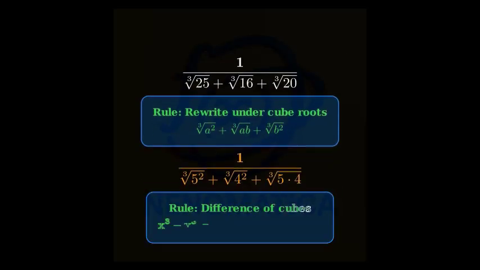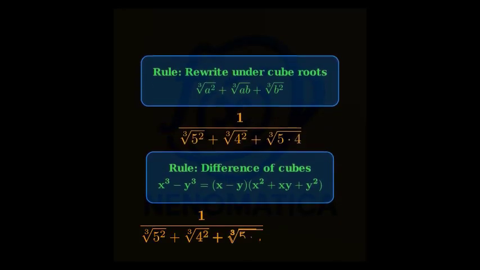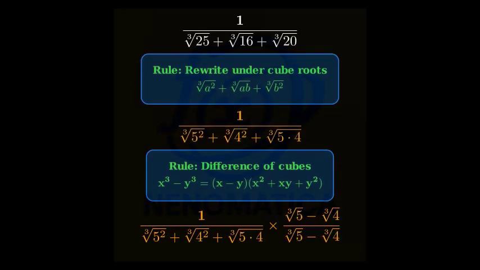Rule. Difference of cubes factorization. For any x and y, x cubed minus y cubed equals x minus y times x squared plus xy plus y squared. We will choose x equal to the cube root of 5 and y equal to the cube root of 4. Multiply by the special factor cube root of 5 minus cube root of 4 over itself.